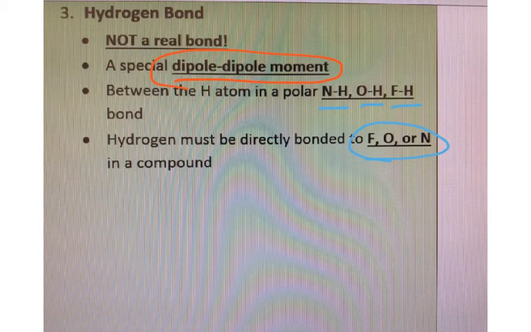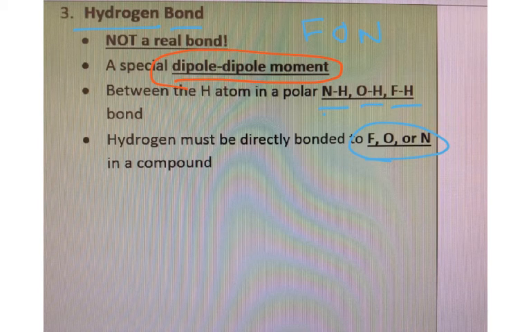So hydrogen bonds, they are hydrogen that is directly connected to your FON elements. FON, so fluorine, oxygen, and nitrogen. So if you have a hydrogen that's connected to any of those, you are going to have a hydrogen bond.